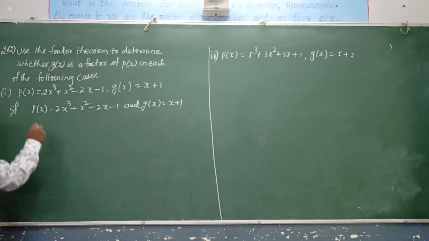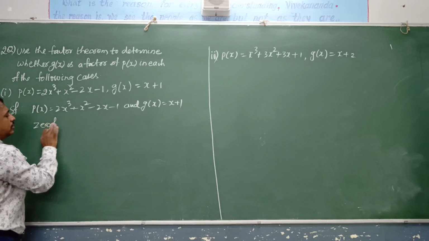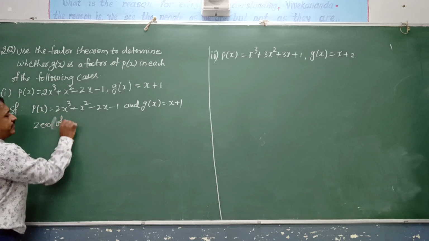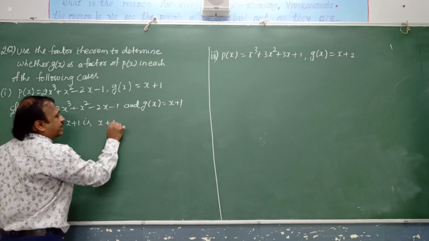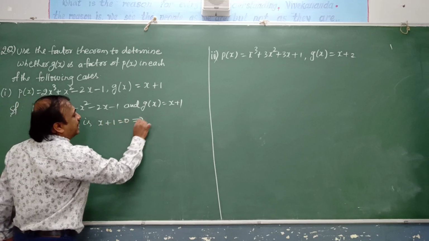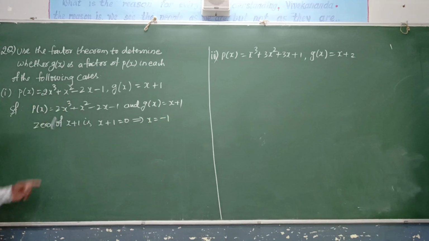See now, the zero of x plus 1: x plus 1 equals 0, which implies x equals minus 1. We are substituting minus 1 in place of x.